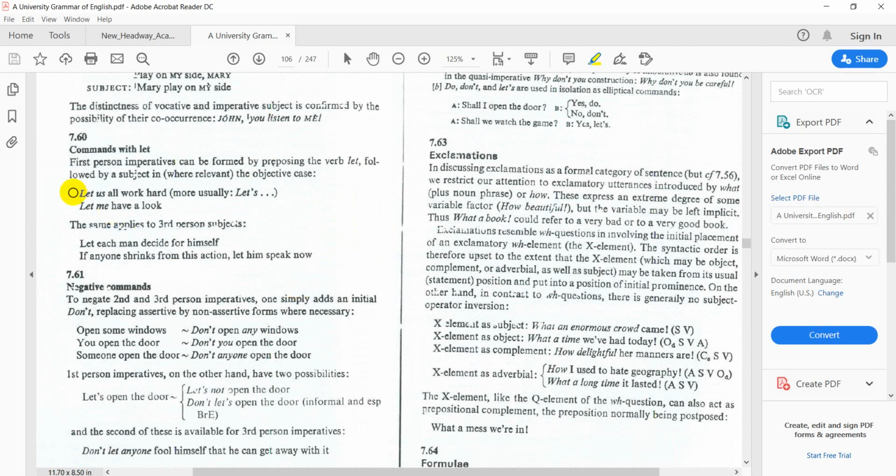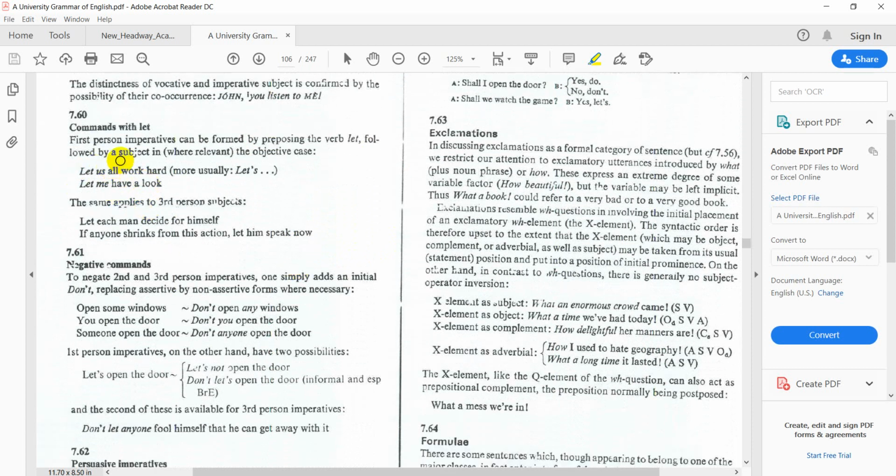Now, section 7.60, commands with let. First person imperatives can be formed by preposing the verb let followed by a subject, in the objective case where relevant. So let us, not let we. Let us, let me, not let I. So it should be in the objective case.